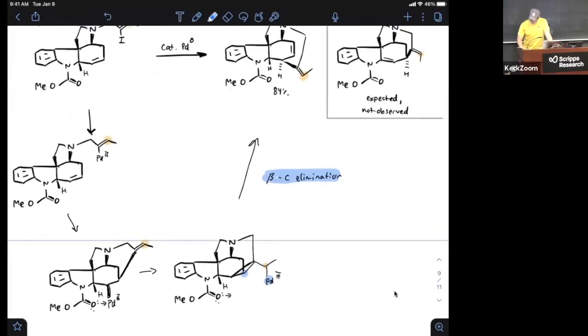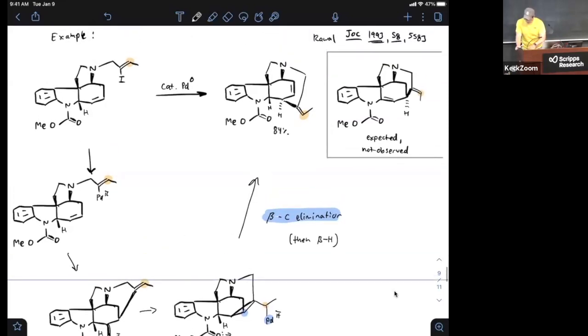So that beta carbon eliminates to give a new carbopalladium. It will react. Beta hydrogen. Correct. Good. Any questions? Went through that quickly, but there's an original reference if you have any questions about it.